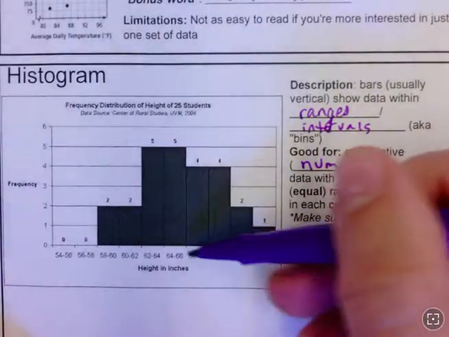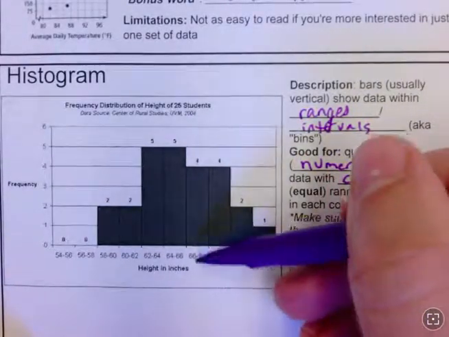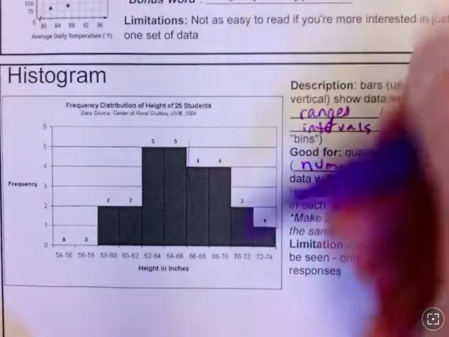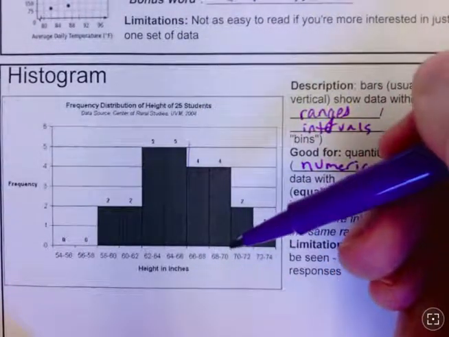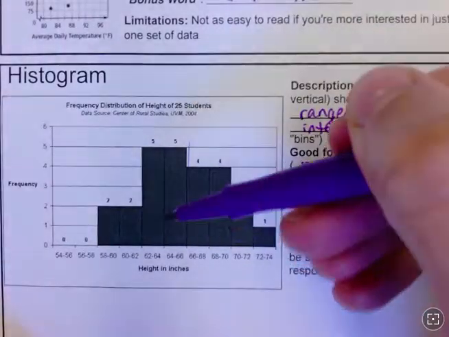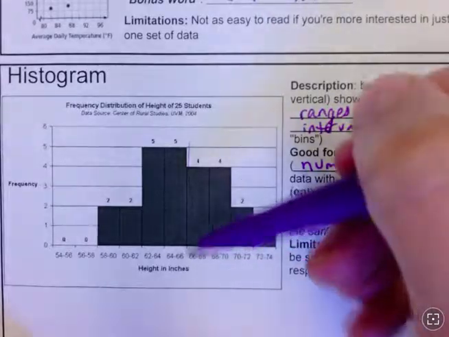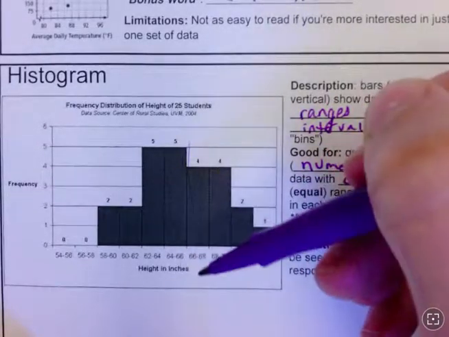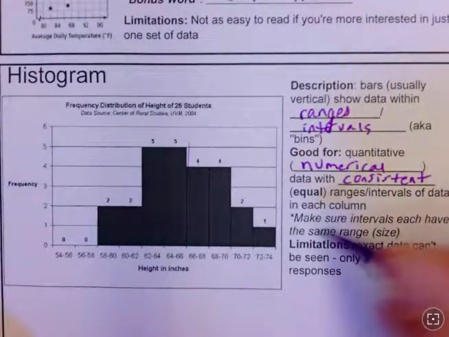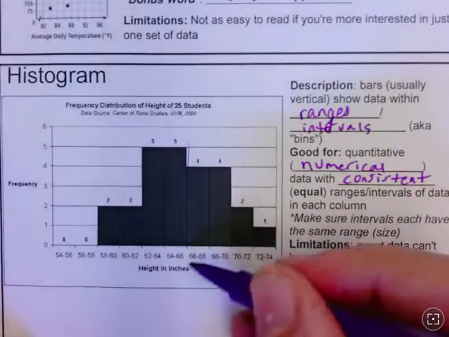If we had one column here that included 10 numbers, then we'd probably have a much bigger bar, and it would visually be misleading because people would think, oh wow, all of these people are within this range, and they might not notice the detail of the fact that that range is bigger than the others or smaller. You want to make sure intervals each have the same range, so let's check here.